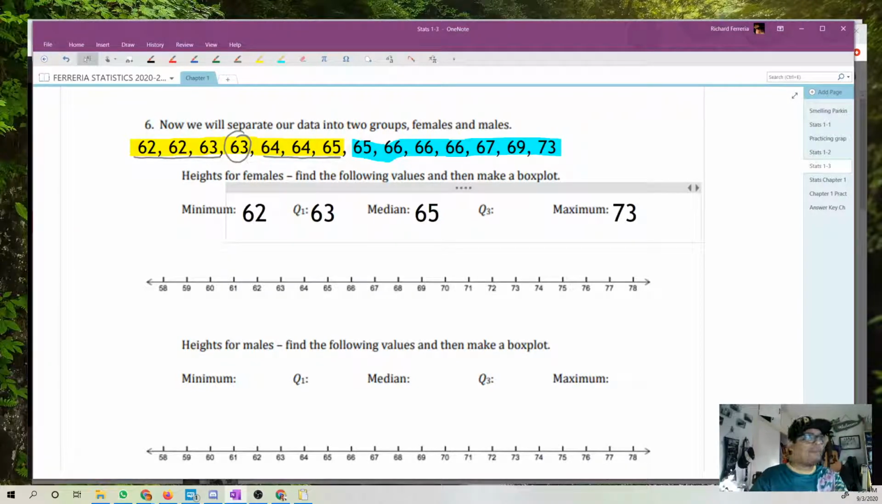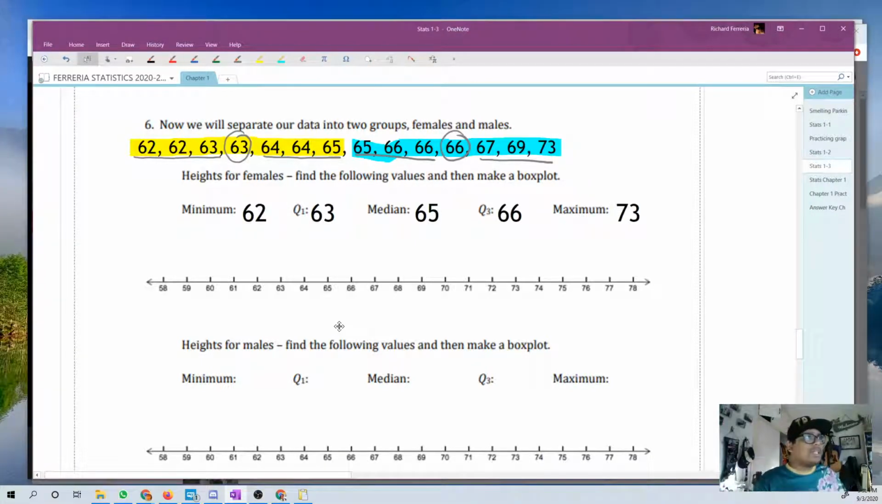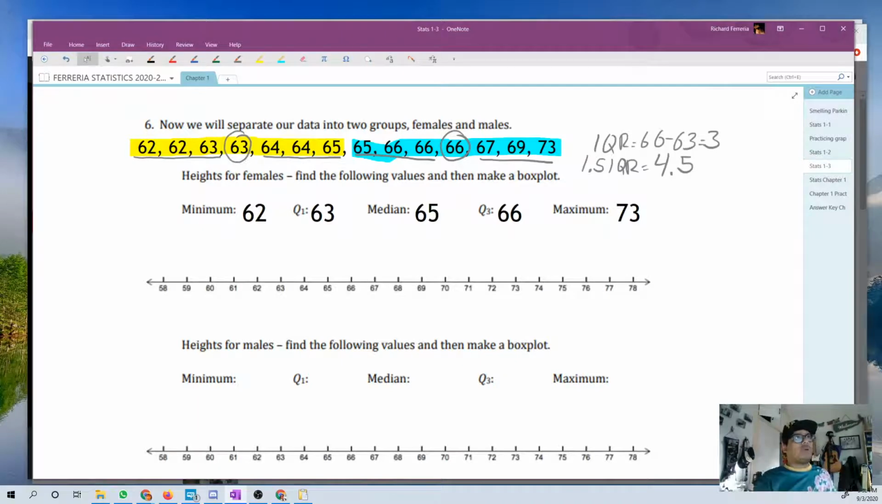Let's look at that graphically. Here we go. 3 of the upper half heights are less than 66, and 3 of the upper half heights are greater than 66. So 66 is our Q3 height. Let's do a quick outlier check. Our IQR is 66 minus 63, which is 3. 1.5 IQR is then 4.5, which is 3 times 1.5.